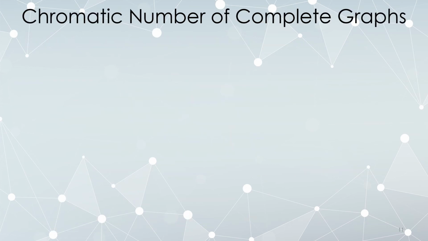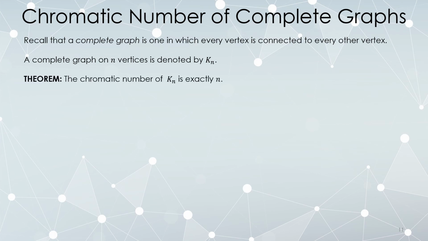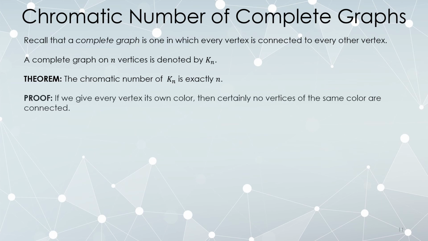Let's take a look at complete graphs. In a complete graph, every vertex is connected to every other, and that was denoted with K sub n. Well, the chromatic number of a complete graph on n vertices must be exactly n. The proof is actually quite straightforward. It is possible to color a complete graph on n vertices with n colors by giving every vertex its own color. So the chromatic number can't be bigger than n.